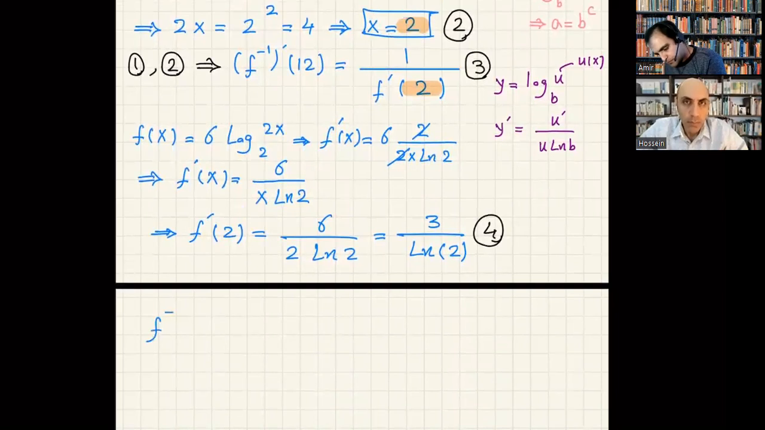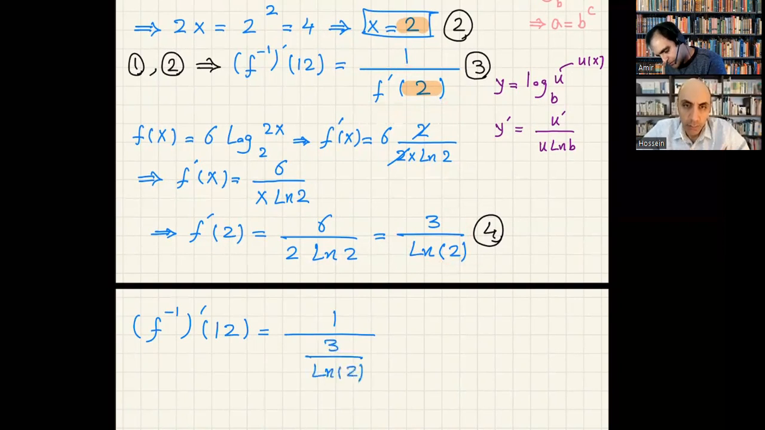The derivative of f inverse at 12 is equal to 1 over, which is this guy, the one you obtained in 4, 3 over ln of 2. So it's going to be ln of 2 divided by 3. And that's actually the answer for the question.